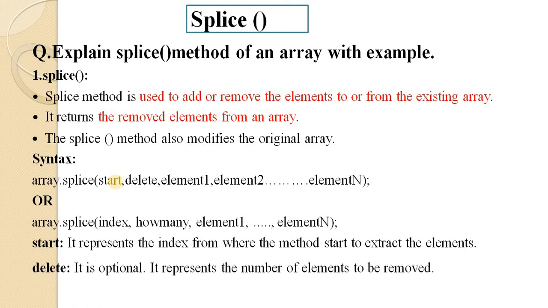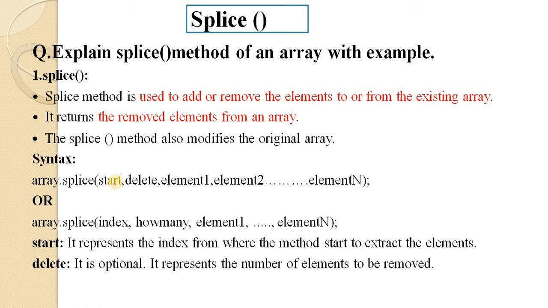Next is delete. Delete is an optional parameter and it represents the number of elements to be removed. It is also an integer value indicating the number of old array elements to be removed. If the how many or delete value is set to 0, no elements are removed.